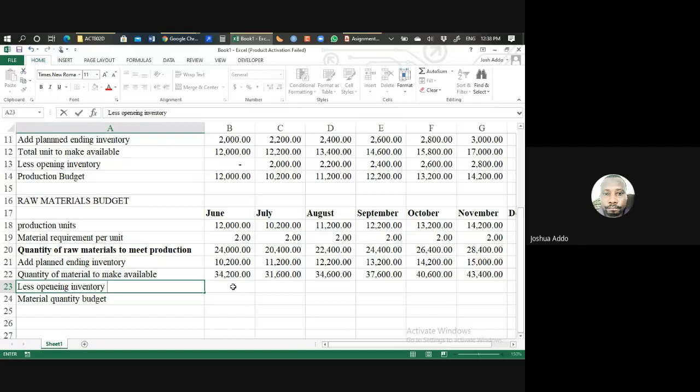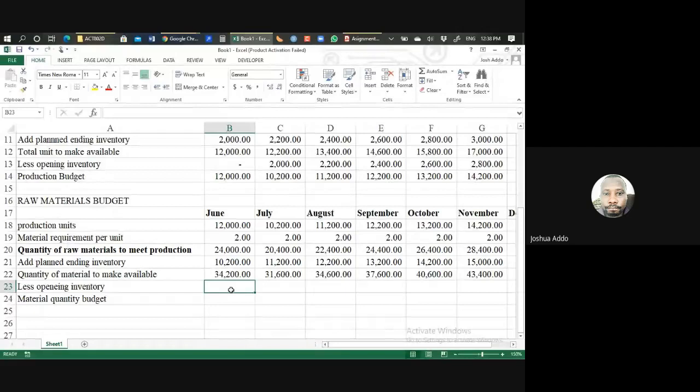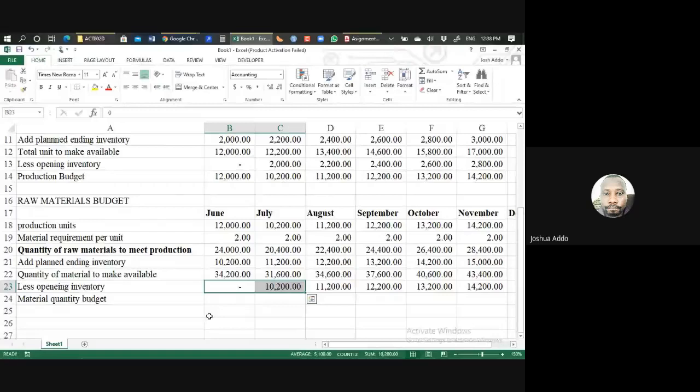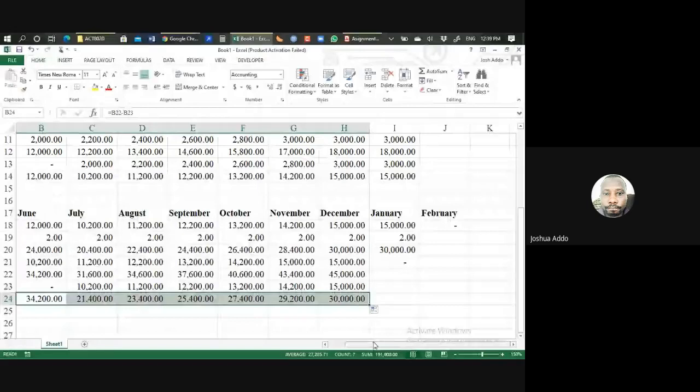The opening inventory, let's go to the question. Of course, we don't even need to go to the question. The opening inventories are the closing inventories for the previous months. We don't have information for the previous month, which is May. And the opening inventory for July will be the closing inventory for June. Okay, and it continues like that. So now, material quantity budget is equal to the quantity we should make available minus what is already there. Okay, so this is what we have as our materials quantity. They are in kilograms.